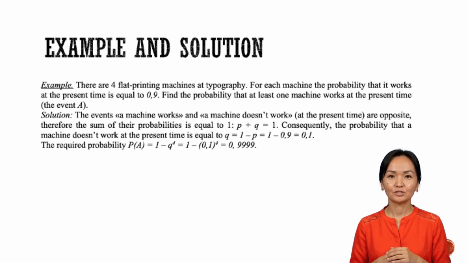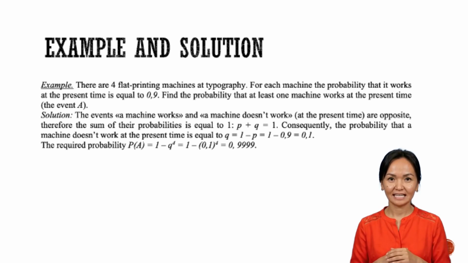Since the probability that a machine works is 0.9, the probability that it doesn't work is 1 minus 0.9, which equals 0.1. The events are independent because each machine operates independently of the others. Therefore, the probability that all 4 machines are not working is 0.1 to the power of 4, which is 0.1 times 0.1 times 0.1 times 0.1, equaling 0.0001. Consequently, the probability that at least one machine is working is 1 minus 0.0001, which equals 0.9999.